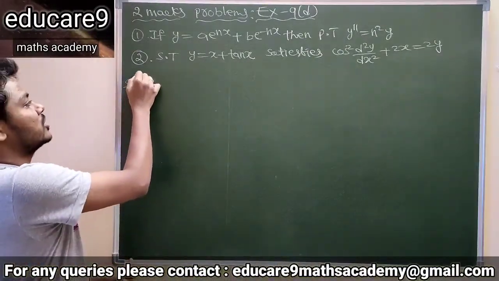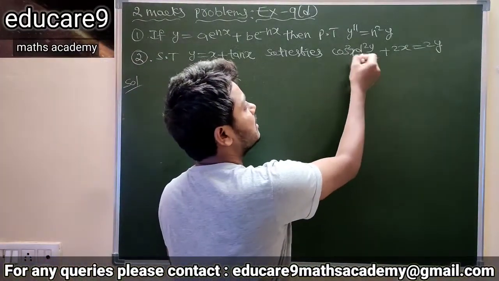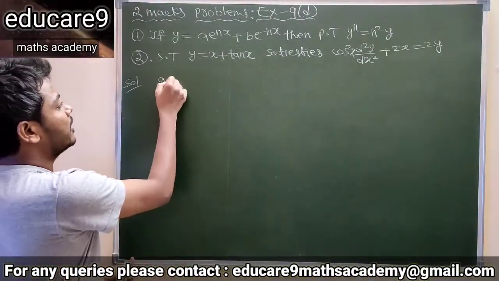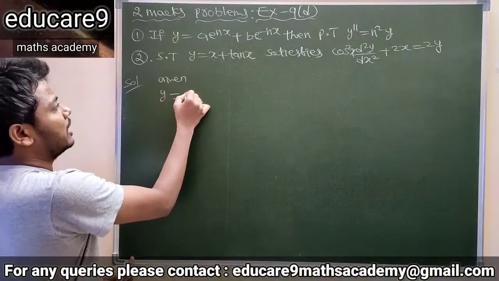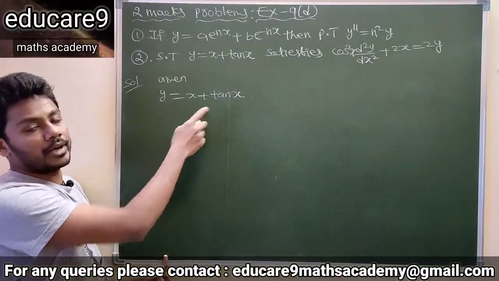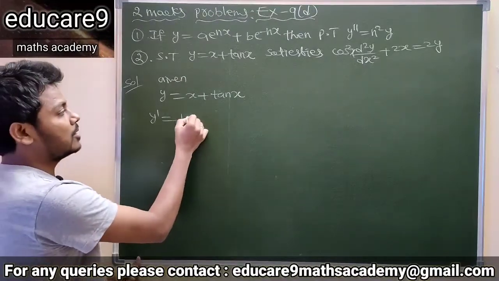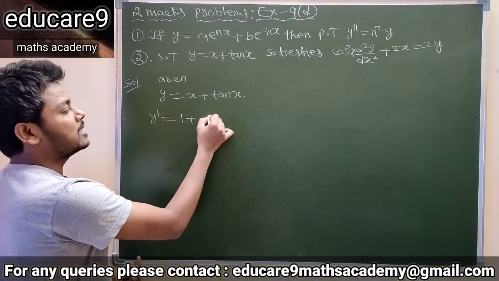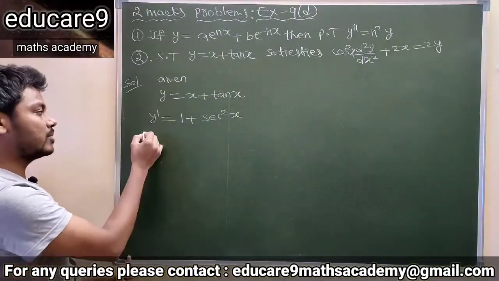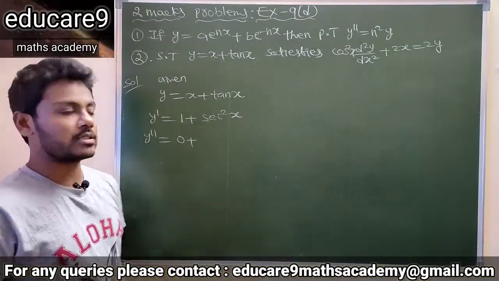So see the second solution. Again y is given and this satisfies cos square x d square y by dx square plus 2x is equal to 2. Now given y is equal to x plus tan x. So find the derivative of this function. So y dash is equal to the derivative of x, 1, plus the derivative of tan x, that is sec square x. So again differentiate on both sides. That is y double dash is equal to the derivative of 1, 0, plus the derivative of secant square x.